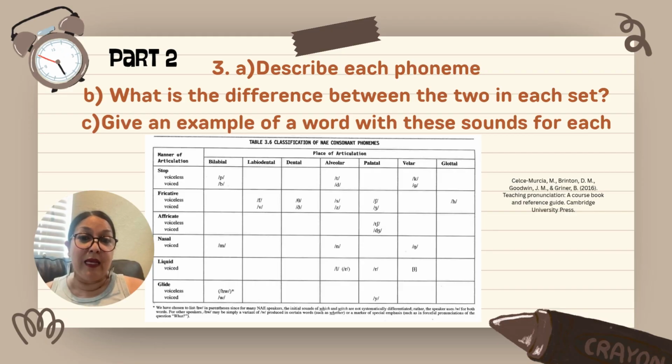For the next slide, I use this visual from Celce-Murcia et al. 2016 that classifies consonant sounds of North American English. And it's just a very good visual to tell where the place of articulation and manner of articulation are for certain consonants.